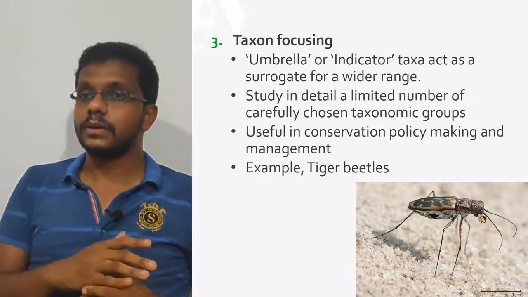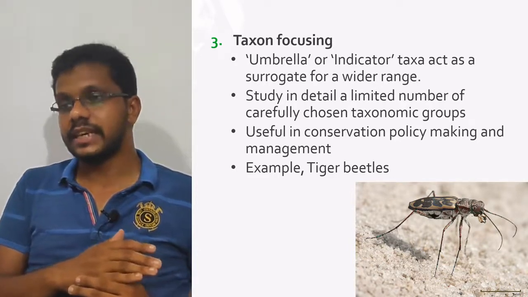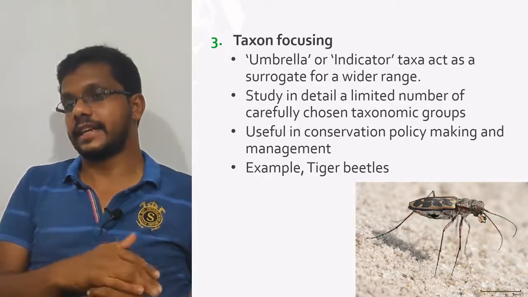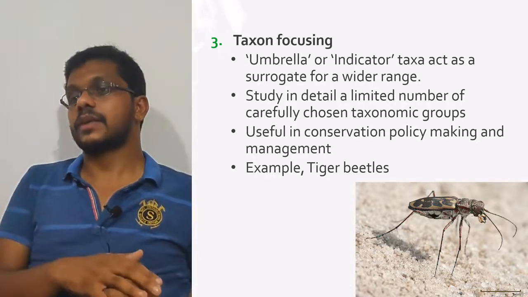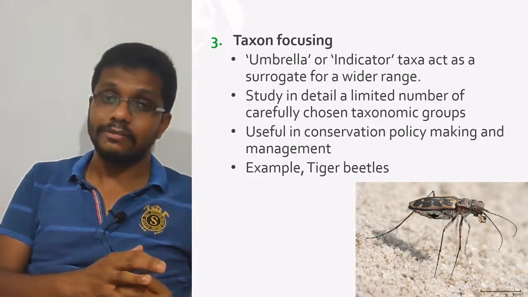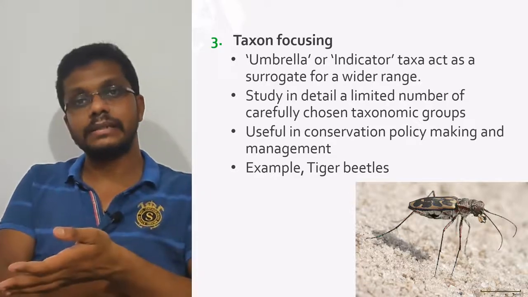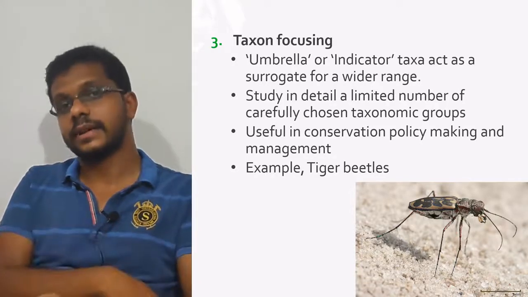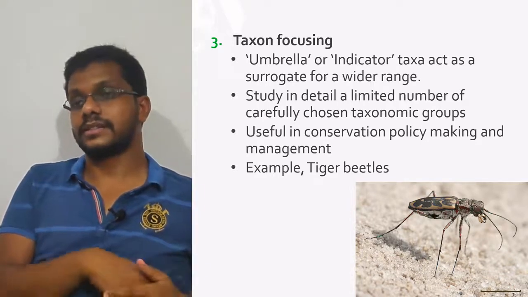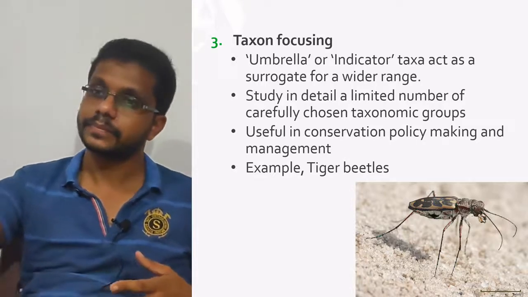It's more scientific, it is more reliable, and it gives more dependable data. One example of taxon focusing is the use of tiger beetles, which can actually tell us the overall diversity of the insects in a geographical area. Studying insects is always difficult because they are very difficult to find and very diverse. So instead of studying all insects, we are going to study the tiger beetles. By studying the diversity in the tiger beetles, it acts as an umbrella species for all other insects and gives a better idea about the overall species diversity.